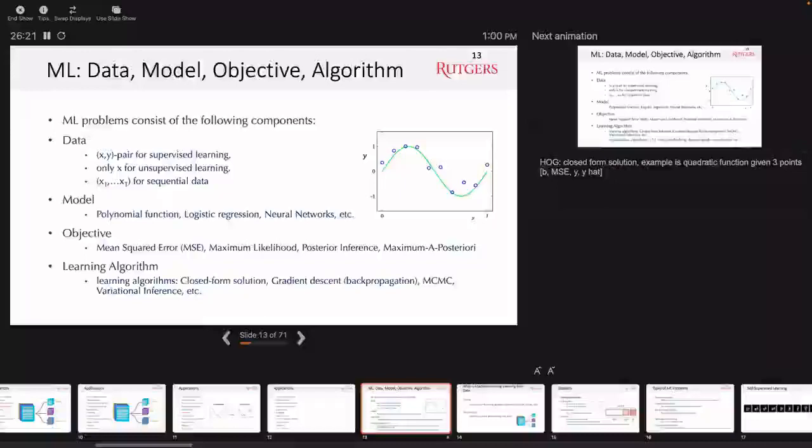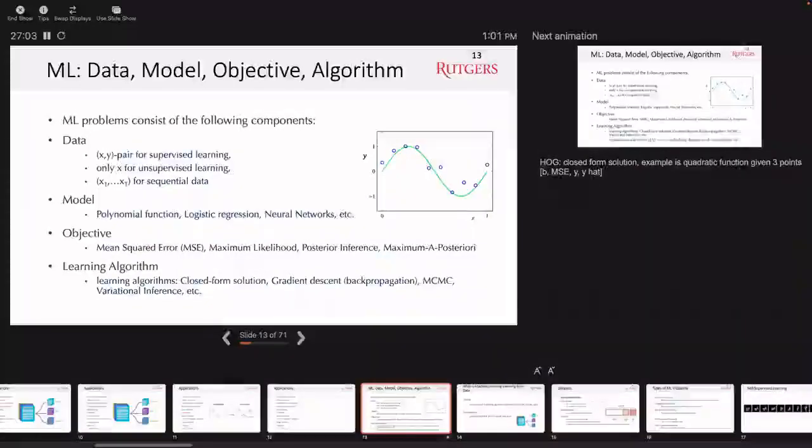Typical learning algorithms include, for example, a closed form solution, or gradient descent, or MCMC, or variational inference. In this class today, we will probably cover the closed form solution and gradient descent for this simple case of polynomial regression. And later in this course, maybe in the advanced machine learning part, when we talk about VAE, we're going to talk about variational inference. MCMC, if we have time, we can cover it, but most probably we don't have time.